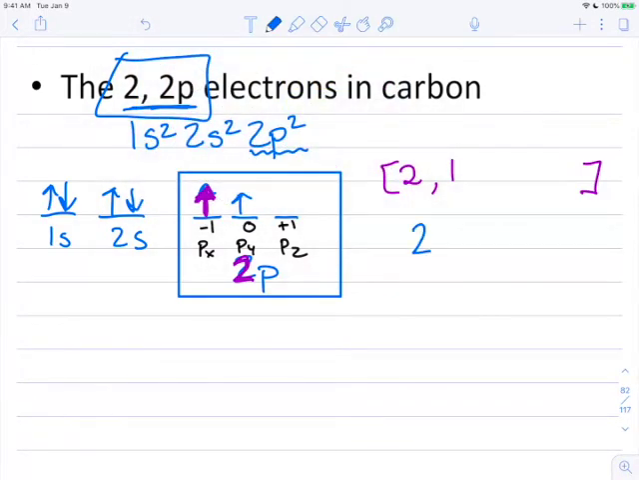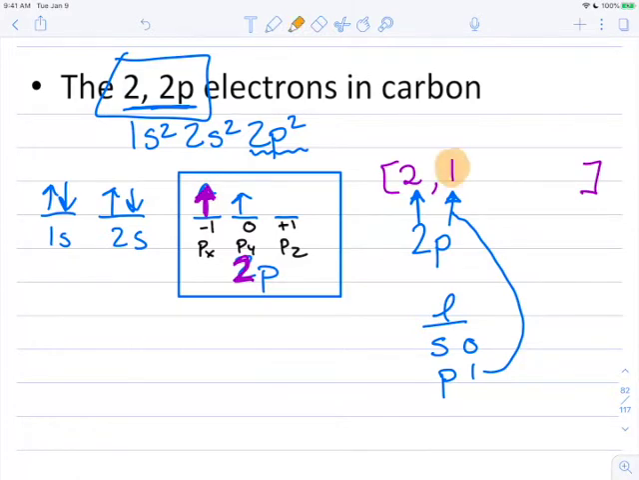So this is a 2p. So the 2 goes right over here, and the p is right here. It's just that we call p 1 in that position. Any questions about why this one right here is going to be a 1 for that p? Okay.